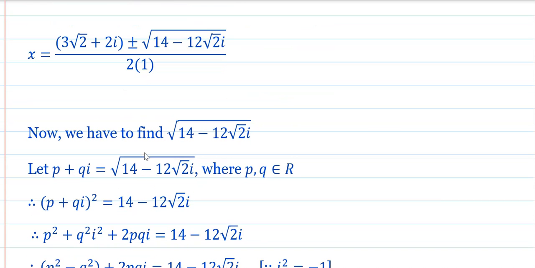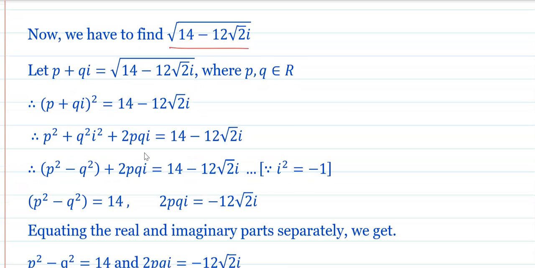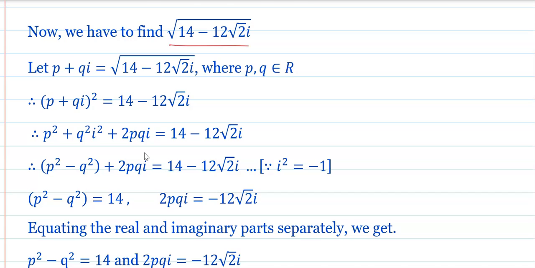Now again here we will find the root of 14 minus 12 root 2i, that is equal to p plus qi, where p, q belong to the set of real numbers. Squaring on both sides, (p plus qi) square is equal to 14 minus 12 root 2i. Okay, we will square both sides. Now we will expand p plus qi. What is that? According to (a plus b) square, p square plus q square i square, then 2 times pq into i, that is equal to 14 minus 12 root 2i. Okay.